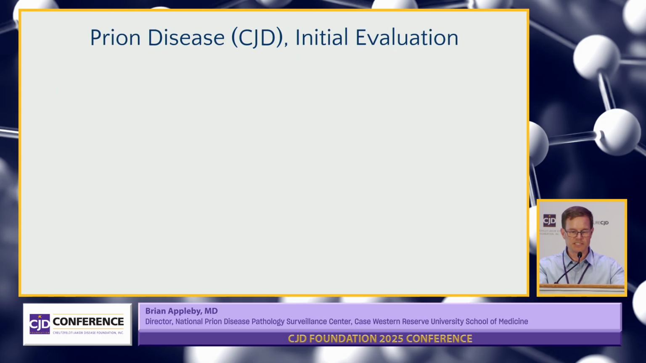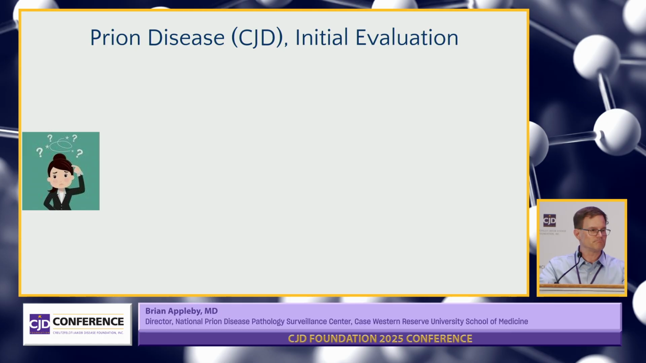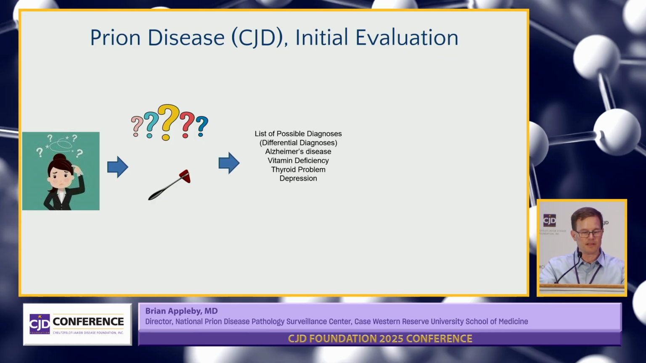So what about prion disease? How does this work? I'm just going to take one example of what some patients may present with and how that diagnostic process would go. Say someone presents to a doctor with confusion. They have memory problems. They maybe are getting lost. So the doctor will ask them questions. They'll do an exam. They may have a list of possible diagnoses. In medicine, we call this a differential diagnosis. Things like Alzheimer's disease, vitamin deficiencies, thyroid problems, depression.